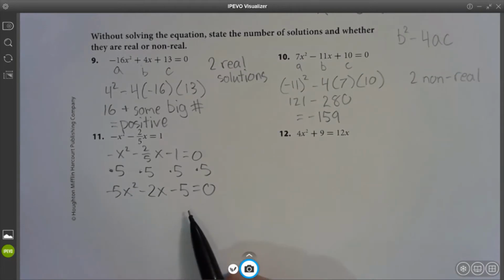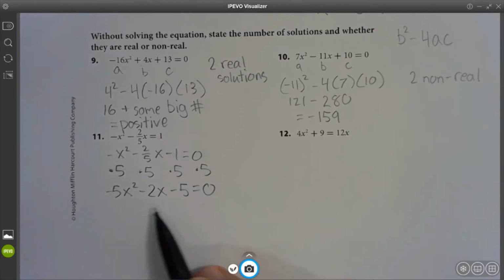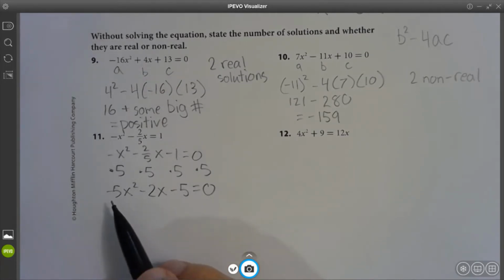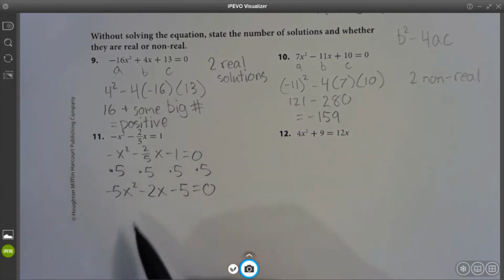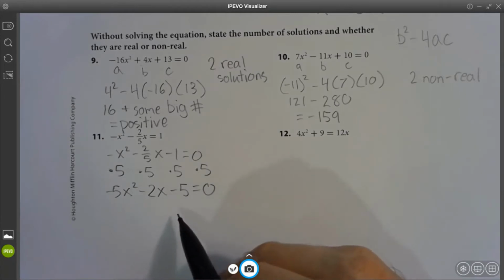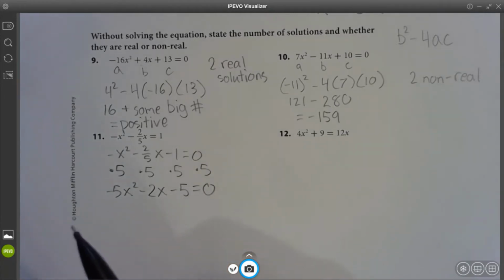Okay, that looks a lot better to work with. So is that cheating? No, I don't think so. I think it's perfectly reasonable. Another thing you could do is multiply everything by negative 1, or again, from this very first step, you could have multiplied by negative 5. That would have gotten rid of all the negatives, only positives to work with.